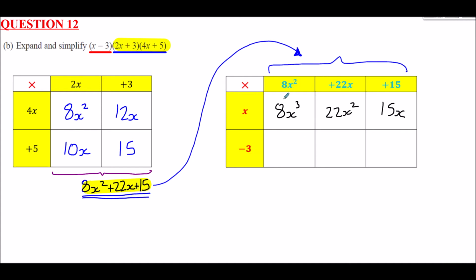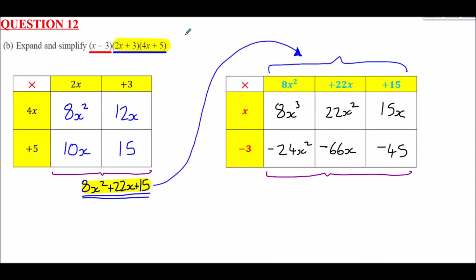8x squared times 3 would be 24x squared, but because I'm timesing by minus 3, that needs to be minus 24x squared. Then 22x times 3 again would give 66x, but because it's a minus 3, this is minus 66x. Finally, 15 times 3 would be 45, but again, you've guessed it, because that's a minus 3, that makes this minus 45. Finally, just pull all this together and simplify.